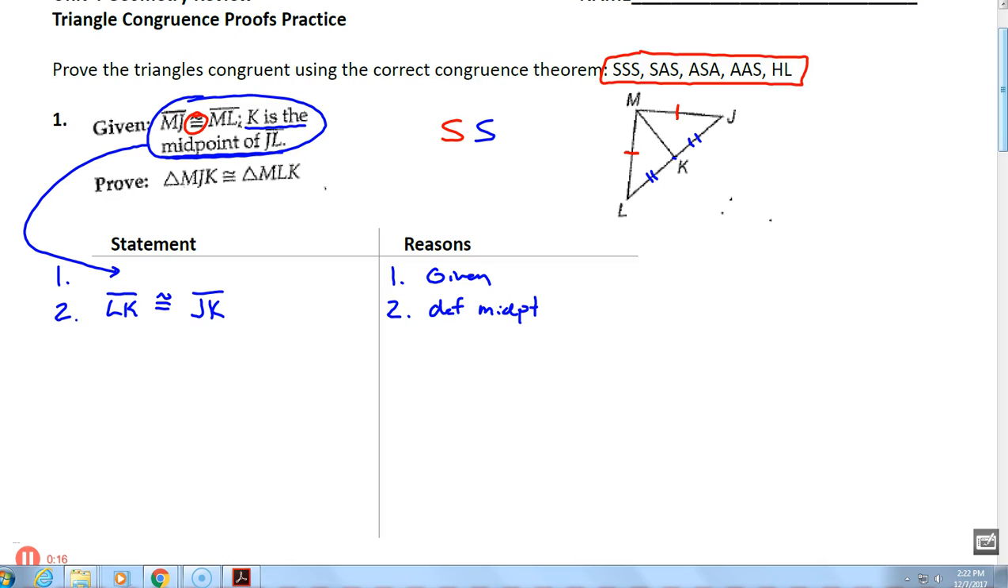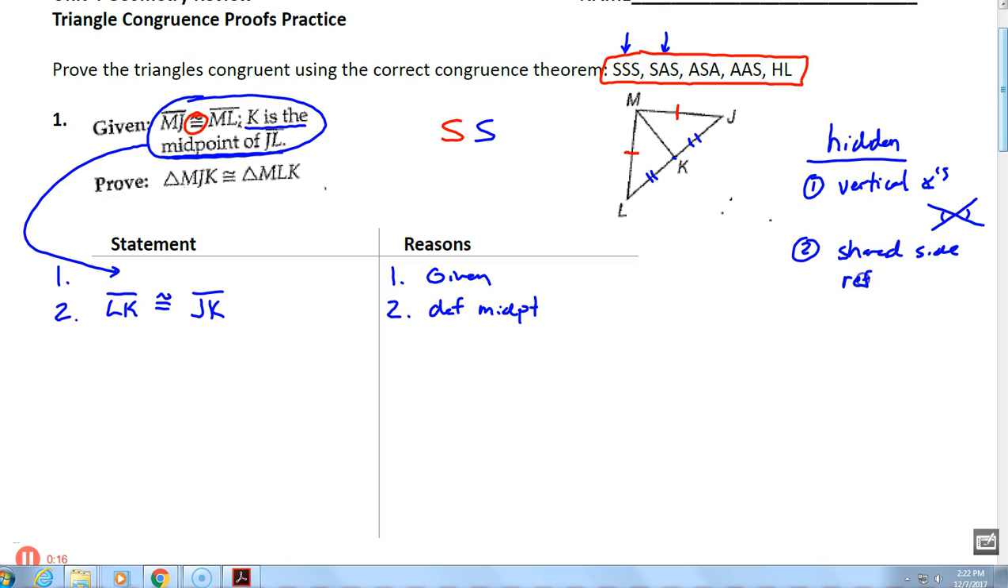So I'm looking at, it's probably going to be one of these 2, but see what else I can get. Now I'm looking for hidden things, and when I refer to hidden things, I refer to either number 1, vertical angles. Okay, I'm always looking for vertical angles. That's whenever 2 lines cross, it forms the X. Or I'm looking for a shared side, and we use what's called the reflexive property for a shared side. And that's what I'm going to do on this proof.